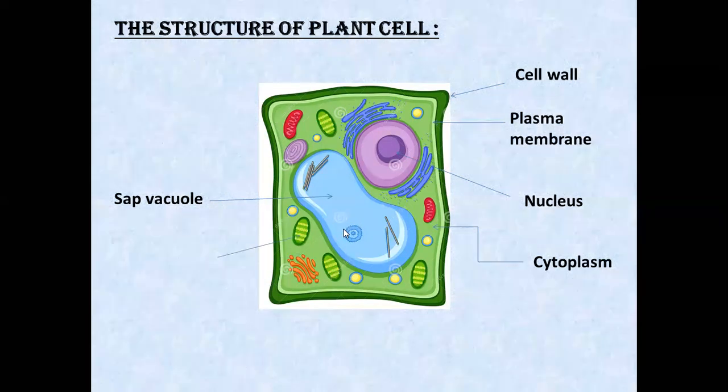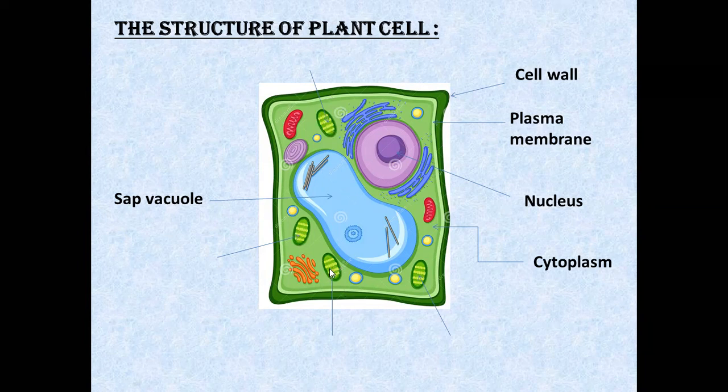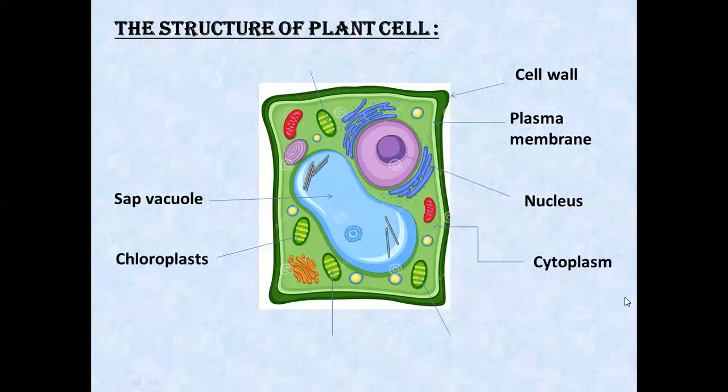Then we have here many of these green parts. These green parts are called chloroplasts, or green plastids. We can say chloroplasts or green plastids. The green plastids, or the chloroplasts, are the most important parts in the plant cell.